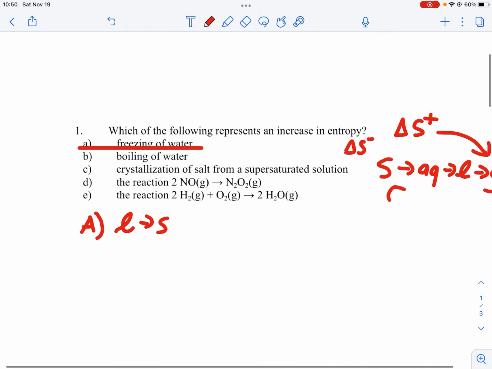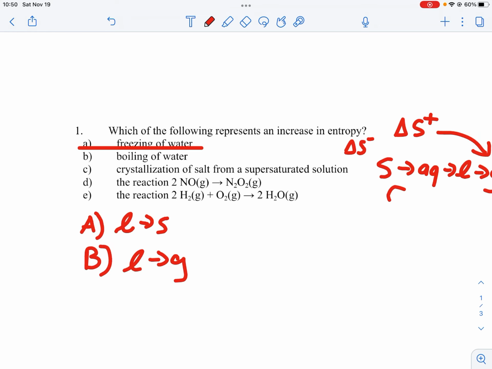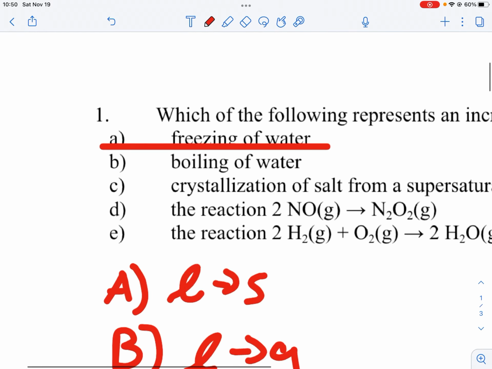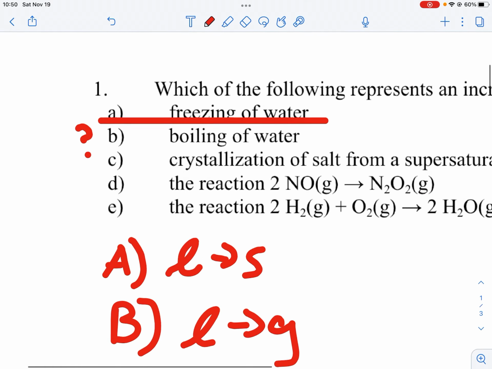B, the boiling of water. A boiling of water in phase change is a liquid to a gas. Now that, on the other hand, you go from a liquid over here to a gas, which means that's a positive delta S, which is an increase, and that is what the question is asking. So we'll put a maybe.